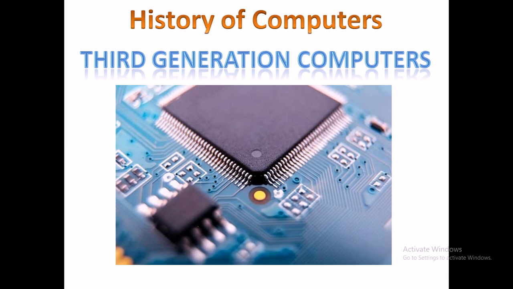So we can compare the first, second and third generation computers. The first generation computers were very huge in size. The second generation computers, which used transistors, were a little bit reduced in size, and the third generation computers were very small compared to the second and first generation computers. Integrated circuits were used on a single chip.